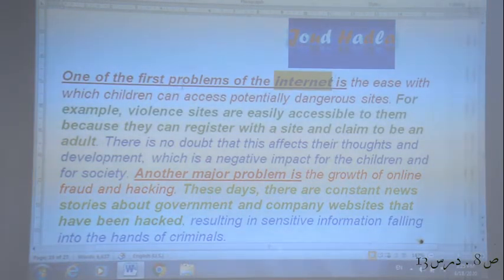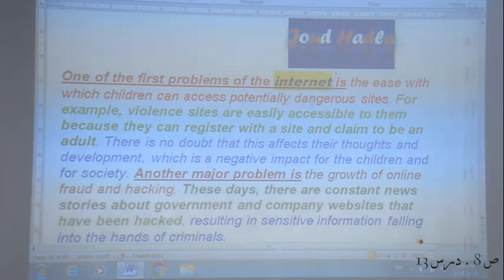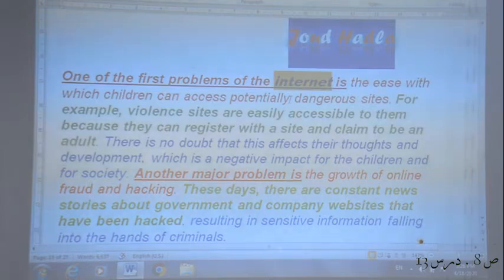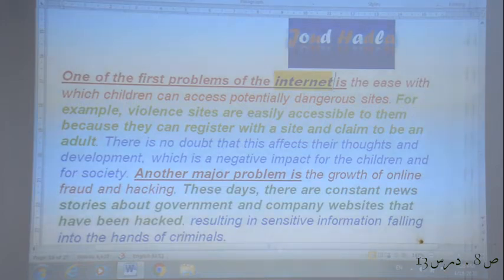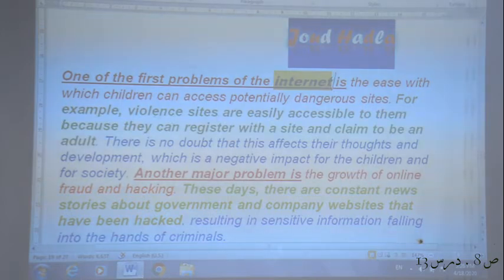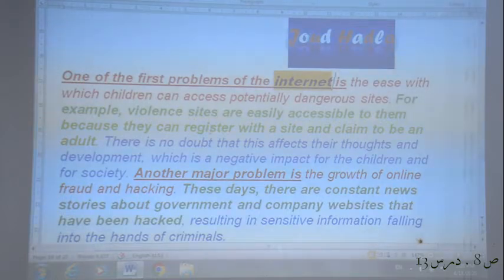One of the first problems of the internet is the ease, the facility with which our children can access potentially dangerous sites. When I talk about potentially dangerous sites, I mean those dangerous sites that may make our children receive bad information, for example, or anything that may affect them negatively. Here, I give an example as I told you above. For example, violence sites. Violence sites are easily accessible to them because they can register, they can subscribe with a site and claim to be an adult.